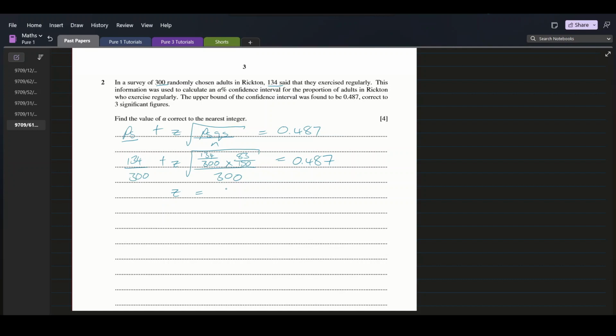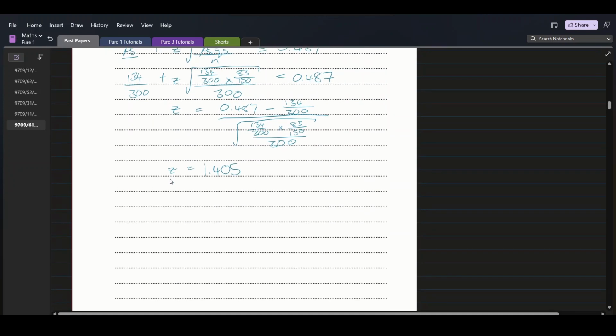So z would be equal to 0.487 minus 134 over 300, and this is all being divided by the square root of 134 over 300 times 83 over 150 divided by 300. Let's punch this into a calculator. So that's 0.487 minus 134 over 300, divided by the square root of 134 over 300 times 83 over 150 over 300, and this gives us 1.405, correct to 3 decimal places.